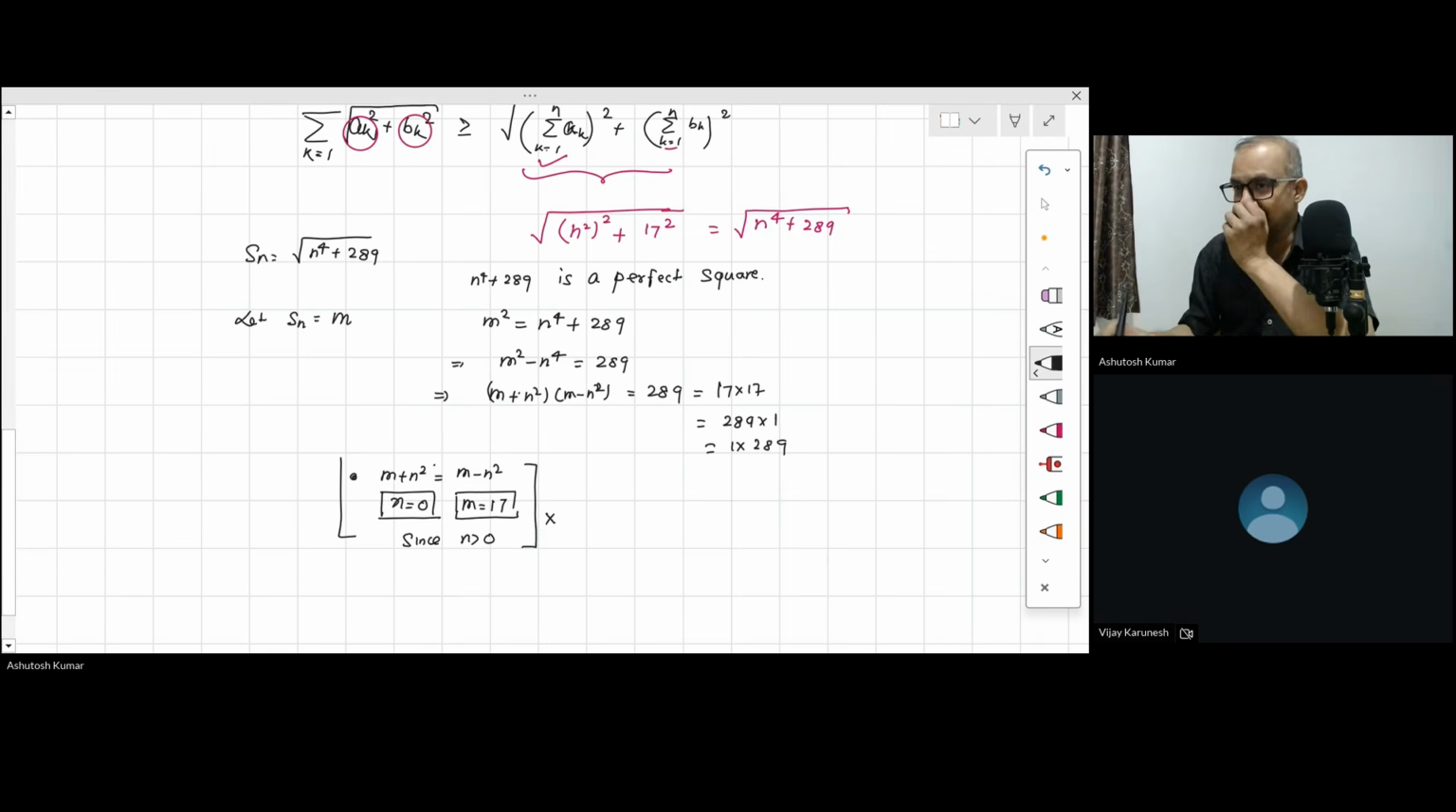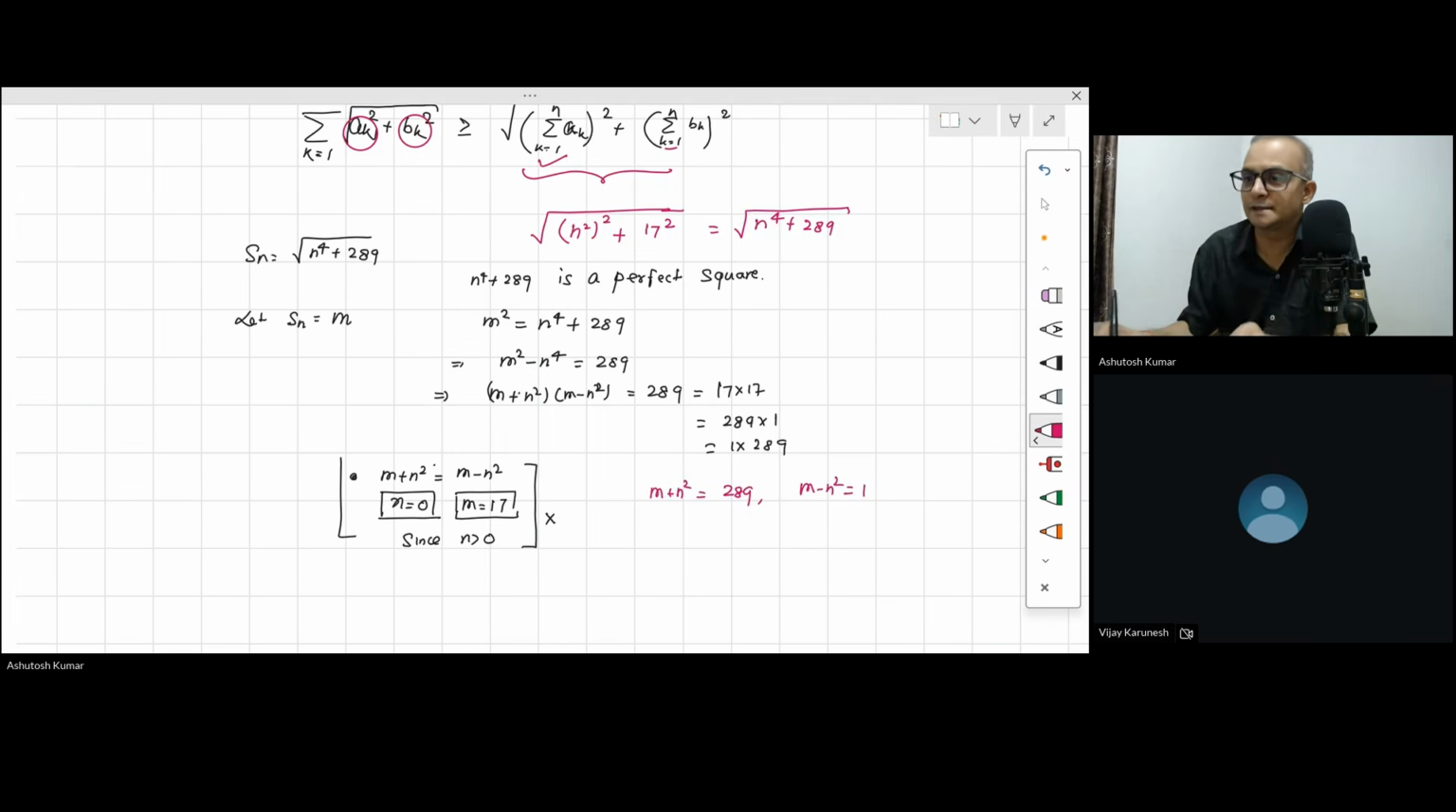Now we go for the other case. I'm thinking that m plus n square is 289, because m minus n square is lesser than that. Very good, you are synchronizing with my thought. So I can write m plus n square is equal to 289 and m minus n square is equal to 1. So can you find it out?